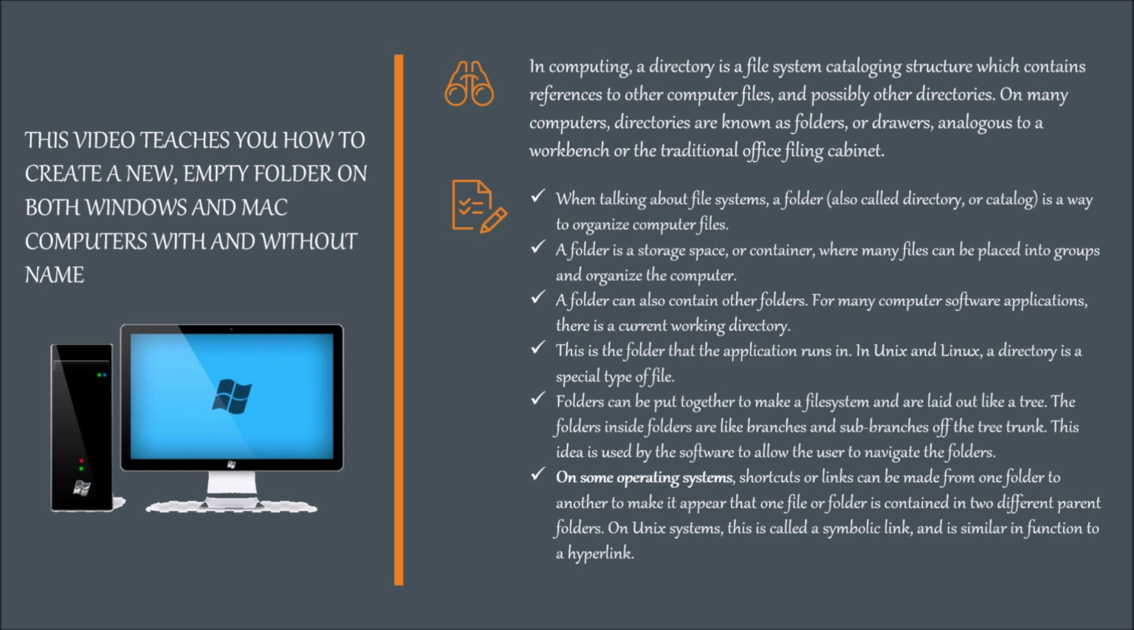So on some operating systems, shortcuts or links can be made from one folder to another to make it appear that one file or folder is contained in two different parent folders. On Unix systems this is called symbolic links. Now first of all we are getting into how to make a folder in Windows or Mac.